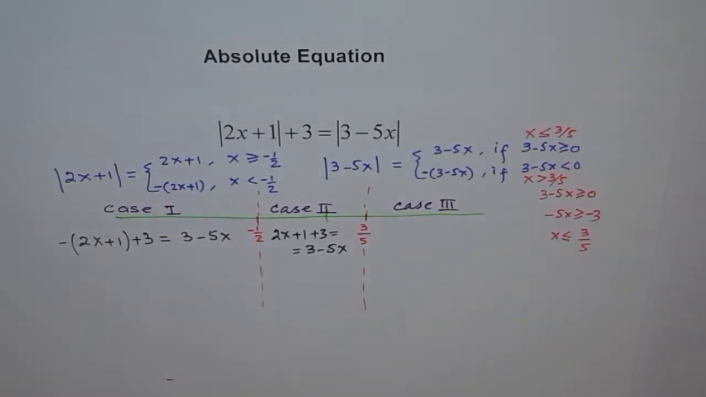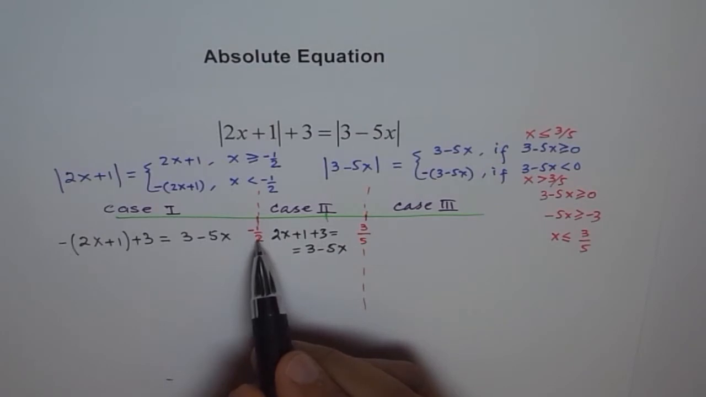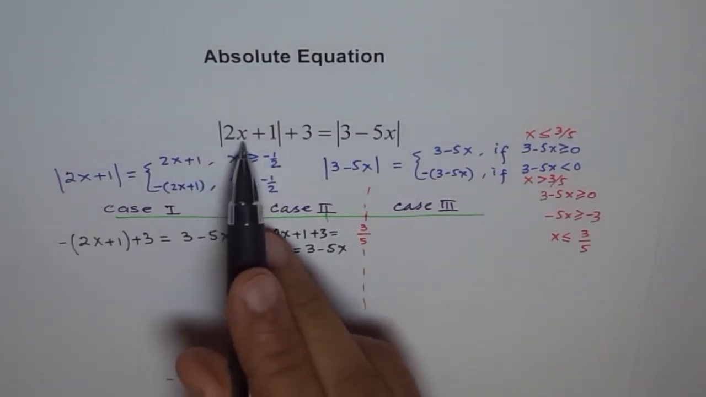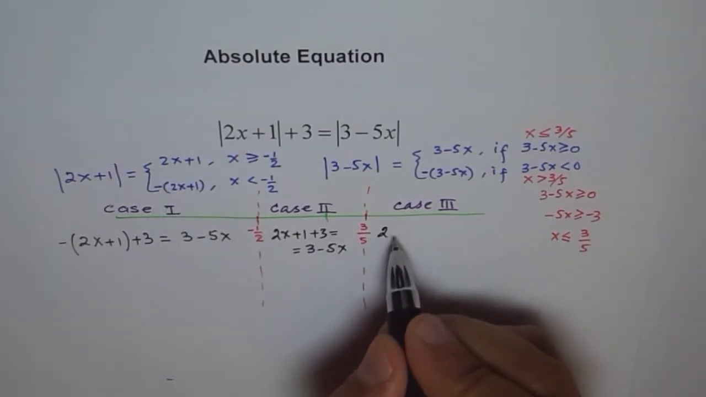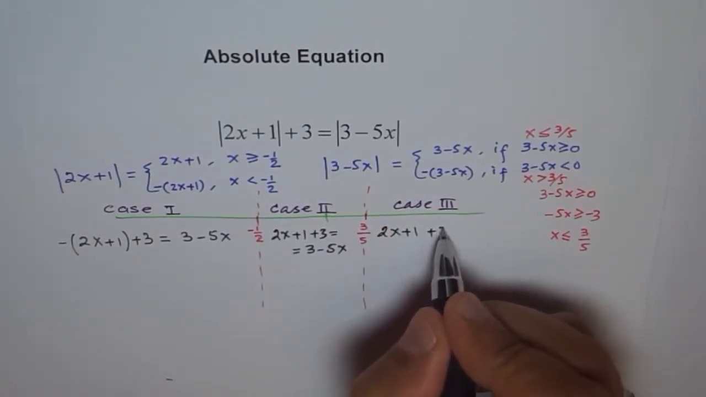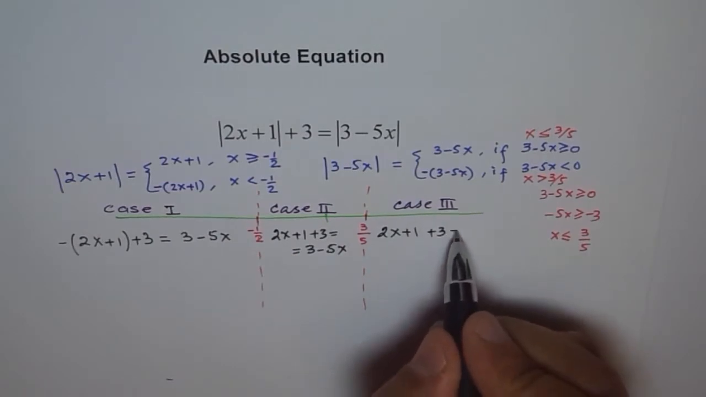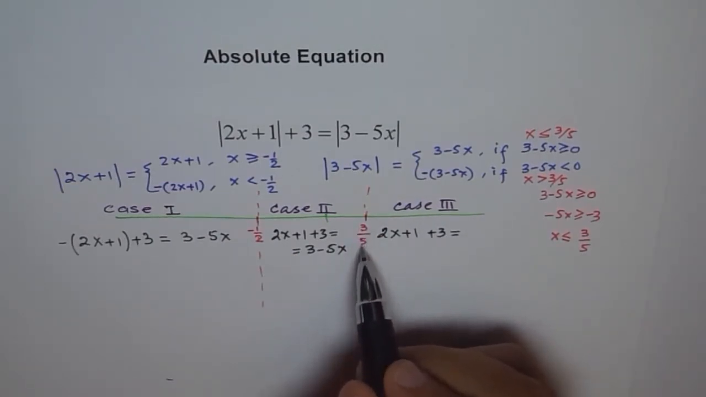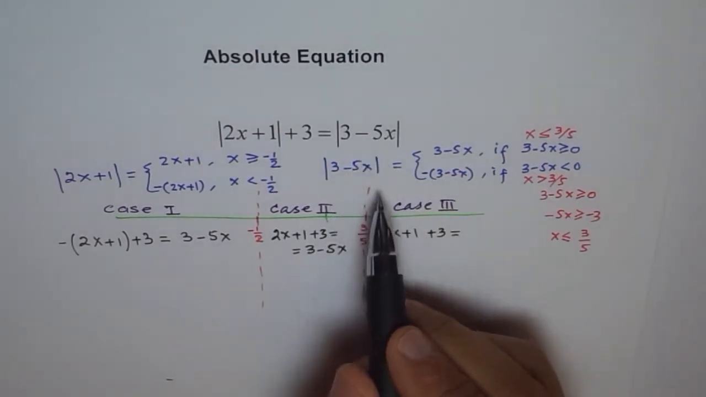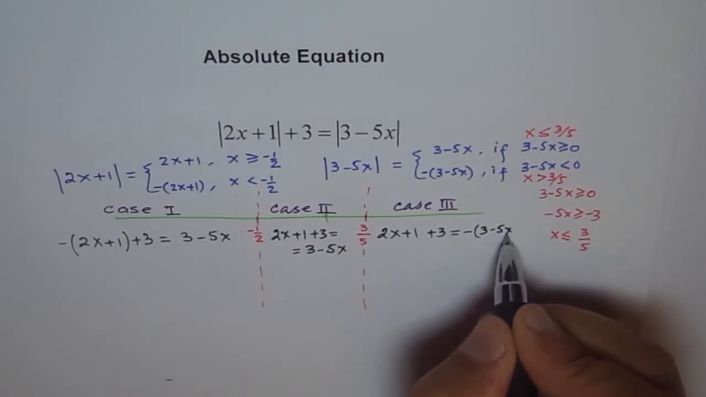Case 3 is that we are on the right side of minus half on a number line. That means x is greater than or equal to minus half. So this is positive, and we have here 2x plus 1 plus 3. So the absolute value of 2x plus 1 will be written as 2x plus 1, right? And when we are greater than 3 over 5, then we have to consider the negative value of this, correct? So it is minus 3 minus 5x.